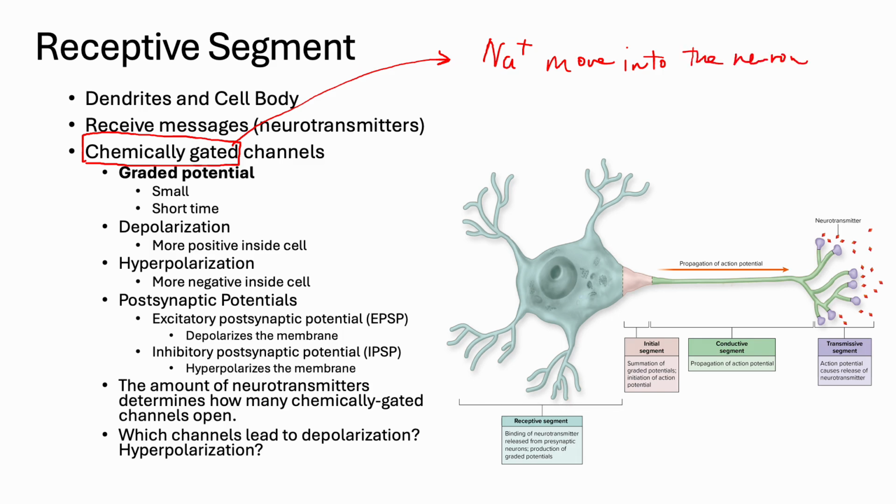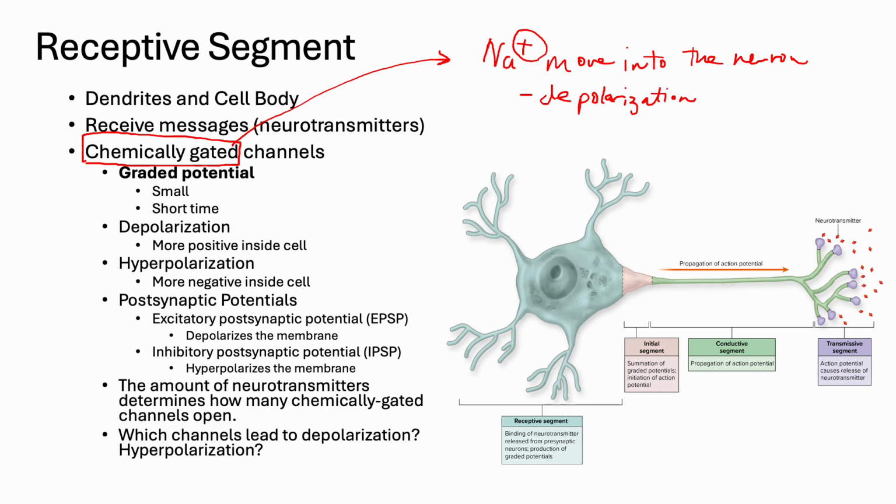Now, sodium has a positive charge, so if more positives move in, then is that going to lead to depolarization or hyperpolarization? That's going to lead to depolarization, right? Which means it becomes more positive. So this would be an example of an excitatory postsynaptic potential.